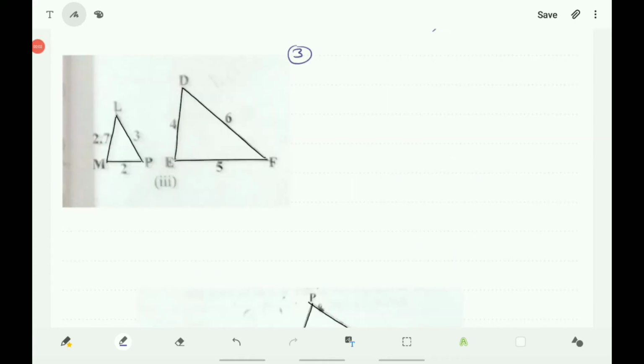Third pair of triangles are triangle LMP and triangle DEF. Here the measurements of sides are given. Again you verify the proportionality and check whether the sides are proportional or not. Here 2 threes are 6, 2 twos are 4, but 2.7 and 5 are there, so there is no chance of getting the same ratio. So we have MP by DE is equal to 2 by 4, that is 1 by 2.